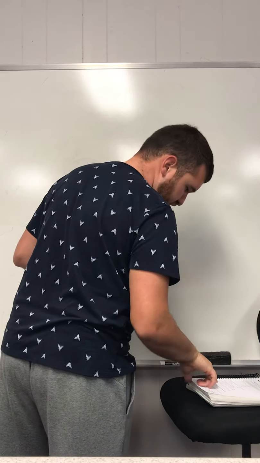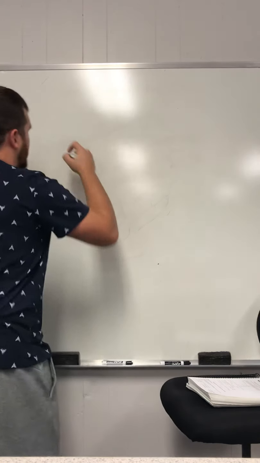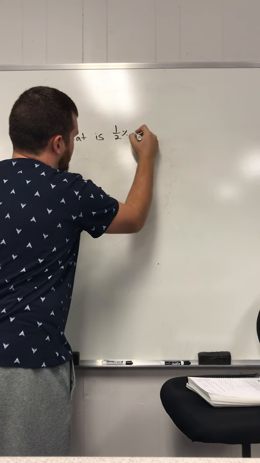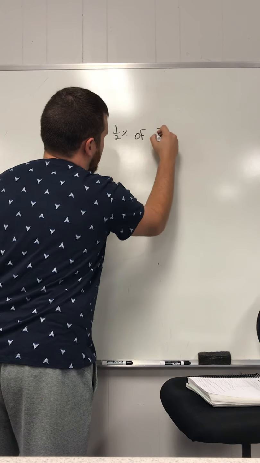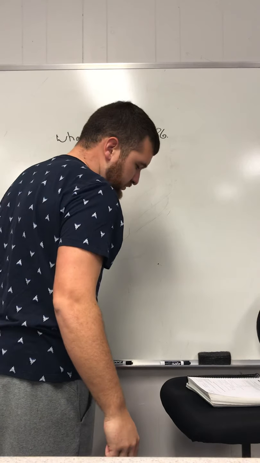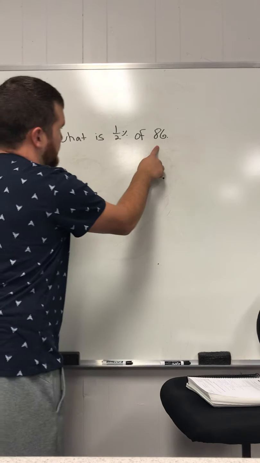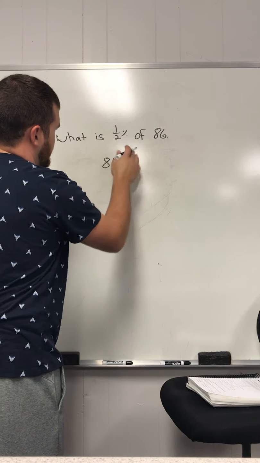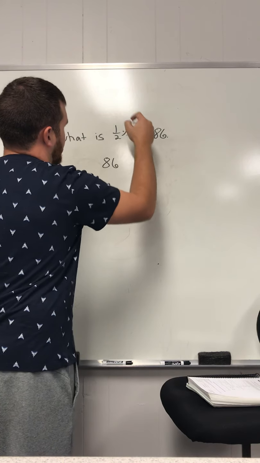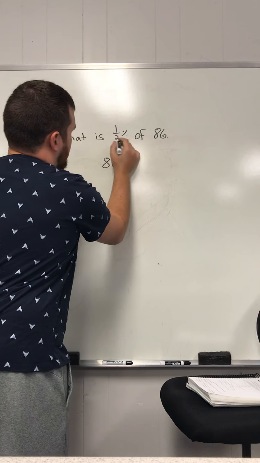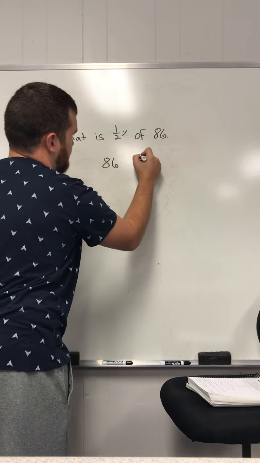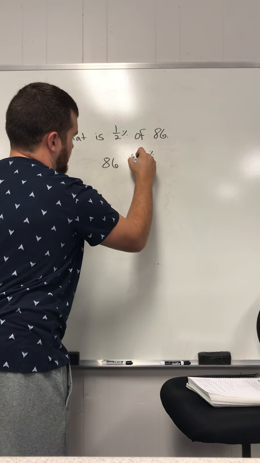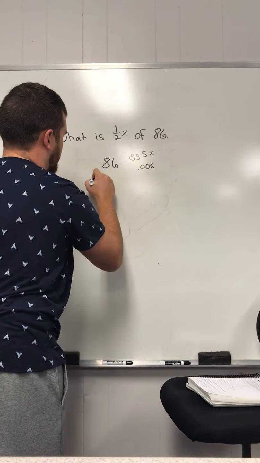Okay, if you move down to number 3, it says, what is 0.5% of 86? All you gotta do for this is take 86 times, you got to get rid of the percent, so we know from what we did up here that the decimal percent would be 0.5, but we want to get rid of it, so we move 2 places to the left, so it's going to be 0.005.